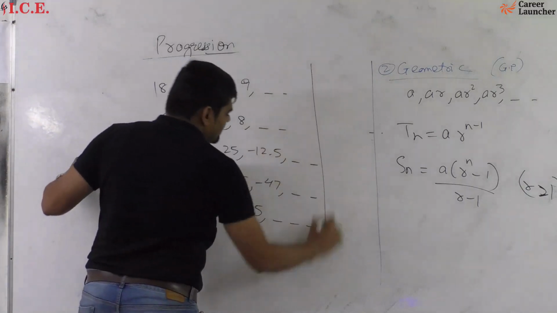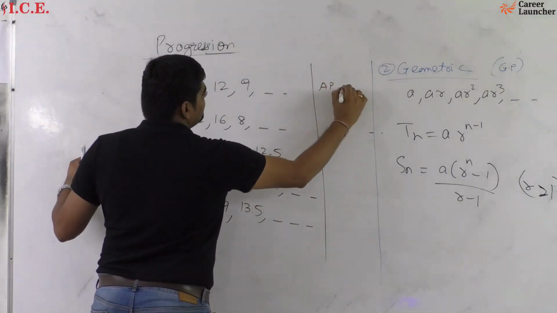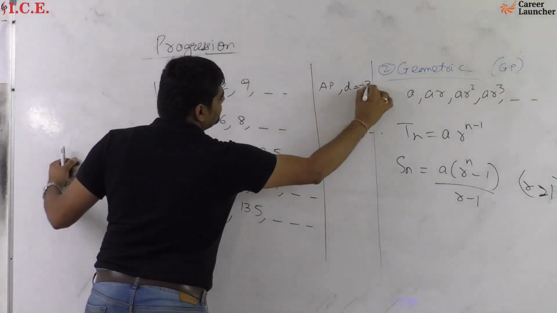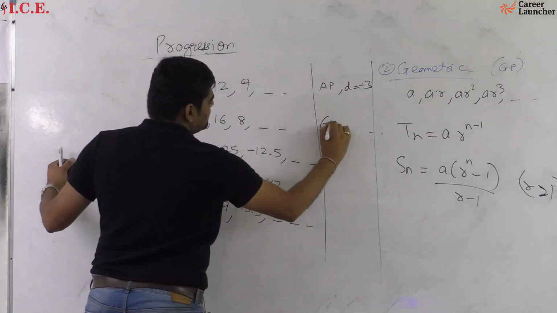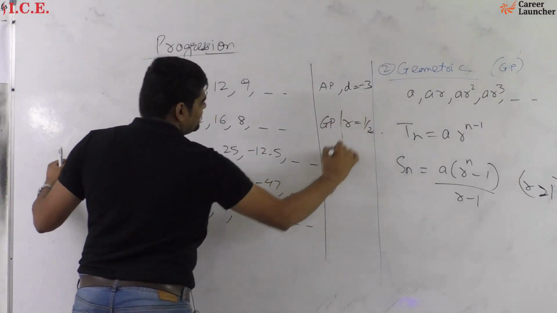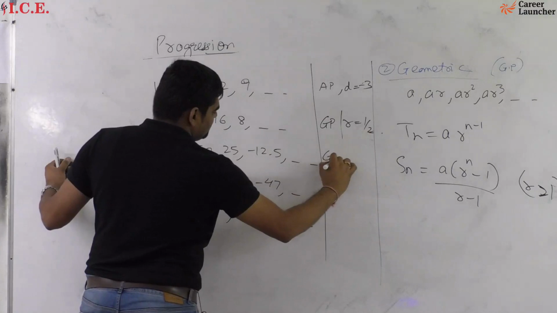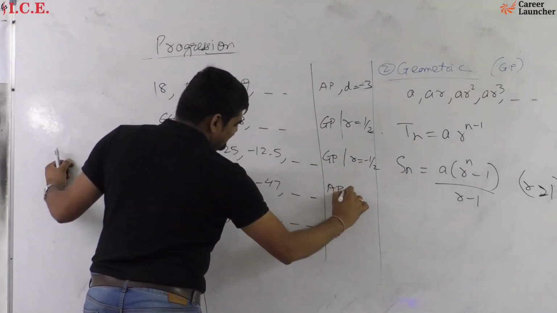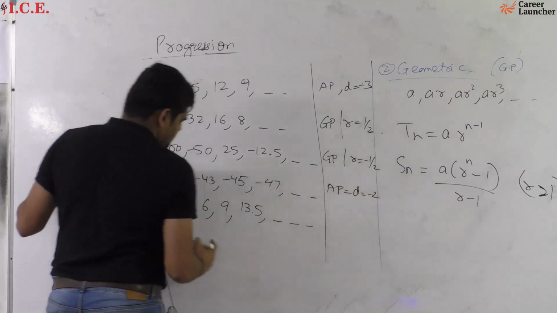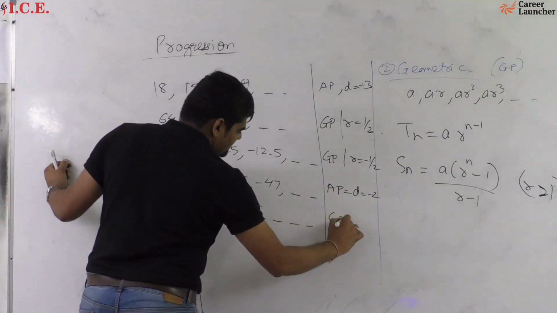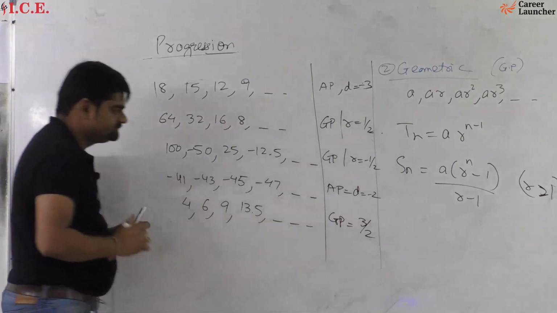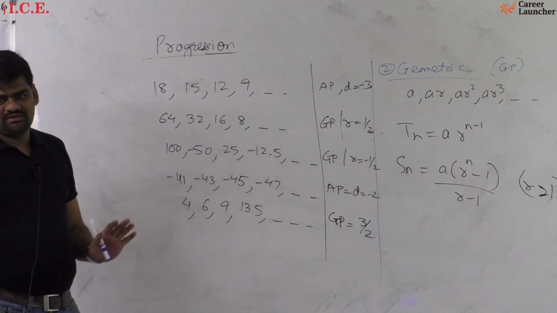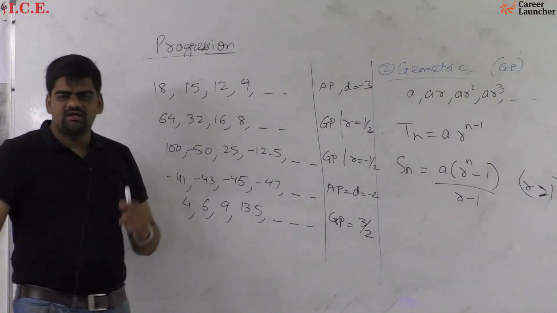Right? So if you just want to identify, this is an AP with common difference of minus 3. This is a GP with a common ratio of half. This is a GP with a common ratio of minus half. This is an AP with common difference of minus 2, and this is a GP with common ratio of 3 by 2. Clear? So all these parts have to be clear: which is an AP, which is a GP.